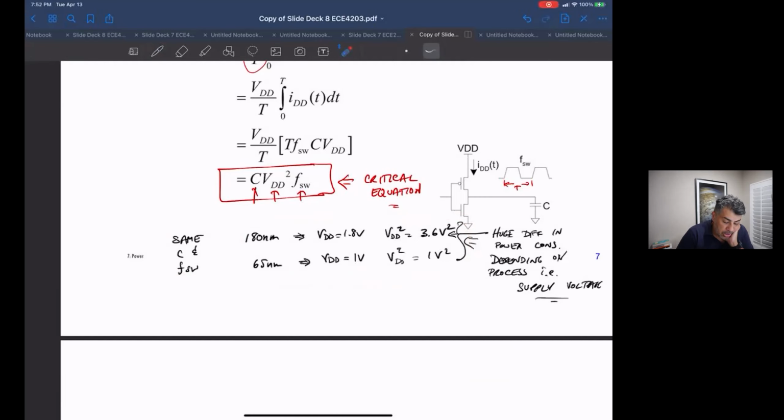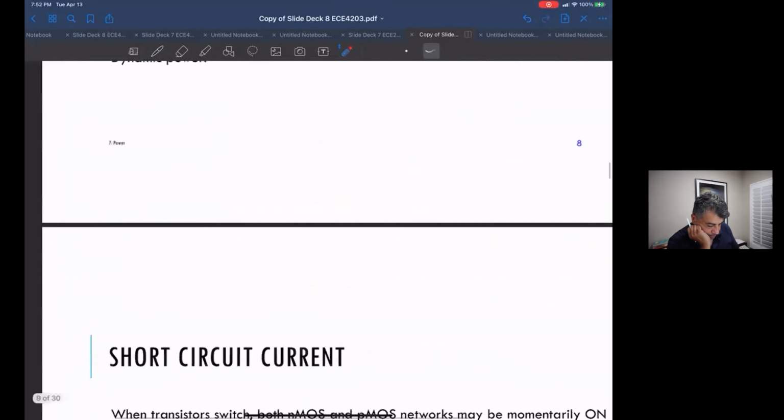And also we know that the older processes are lower cost, so that's a good reason to try to use those. But then you see that trade-off between cost and power consumption. So that's one possible area to look at. Okay.